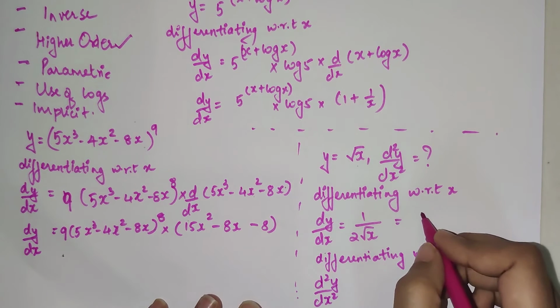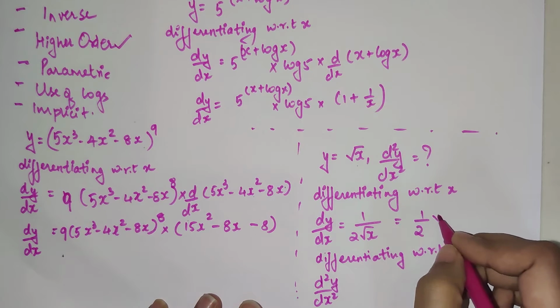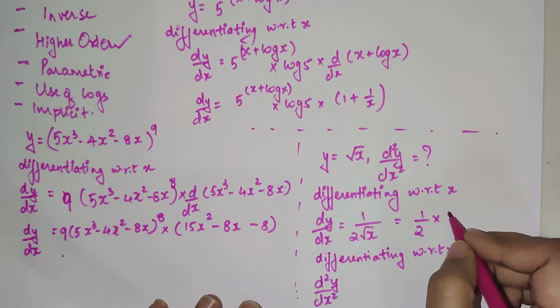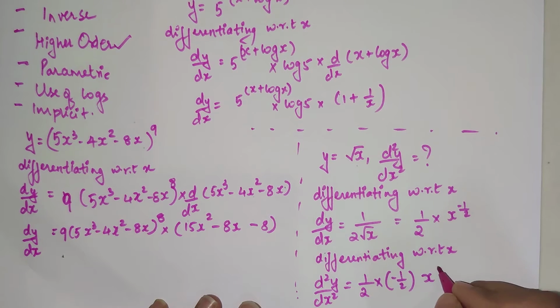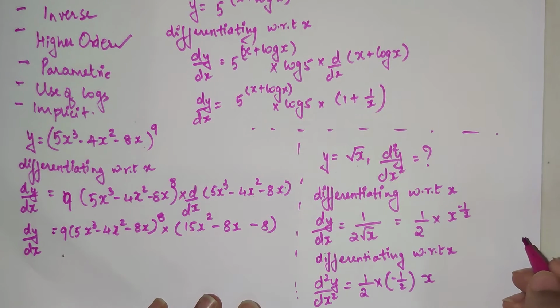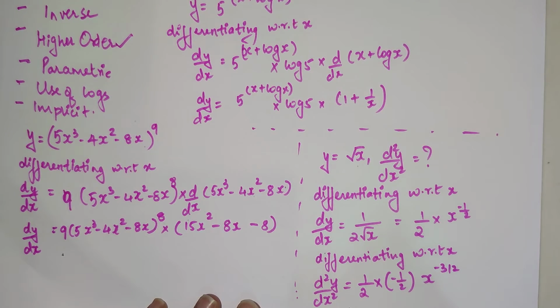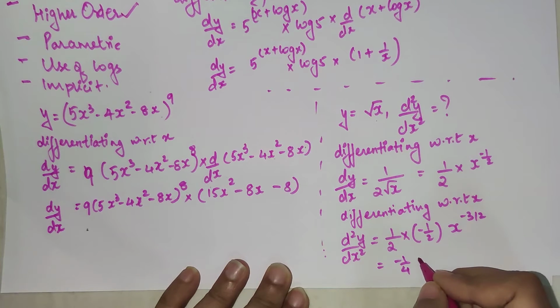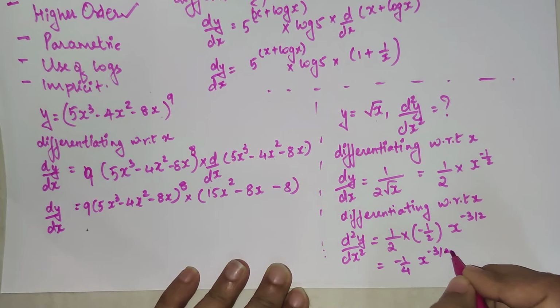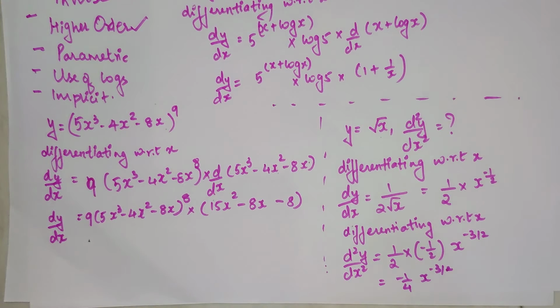Now students, this 1 upon 2 can be written as it is, and 1 upon root x can be written as x raised to minus half, right? So this can be written as 1 upon 2 into minus 1 upon 2 into x raised to minus half minus 1, that gets you minus 3 by 2. So your final answer now changes to minus 1 upon 4 into x raised to minus 3 by 2. So you saw how easy this was, right?